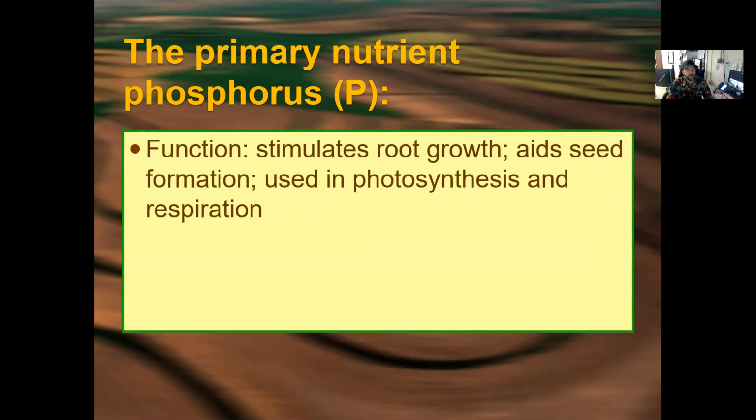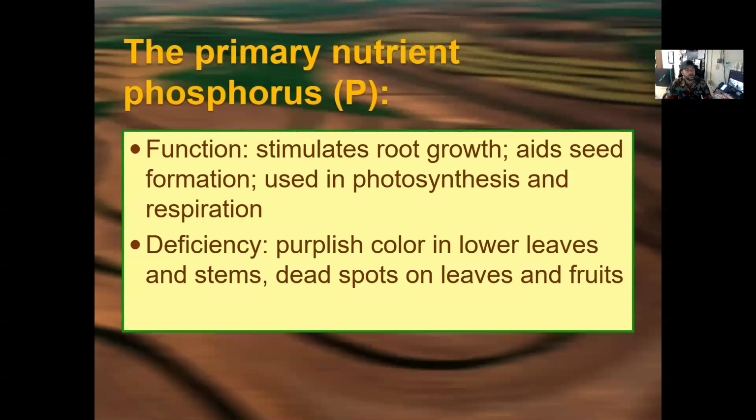Phosphorus: its function is to stimulate root growth, aid seed formation, and it is used in photosynthesis and respiration. Its deficiency is a purplish color in lower leaves and stems, and dead spots on leaves and fruits.